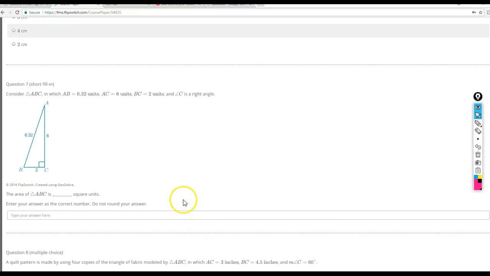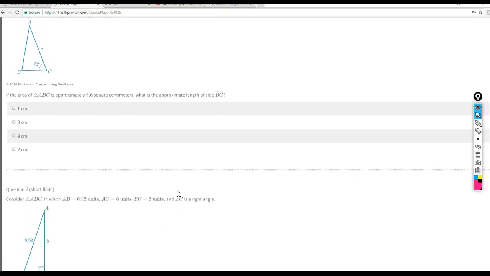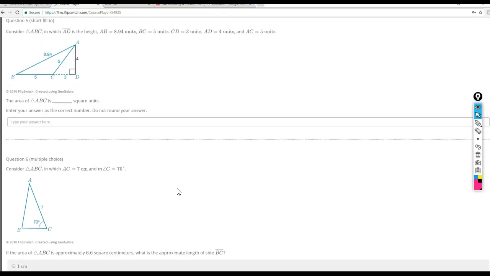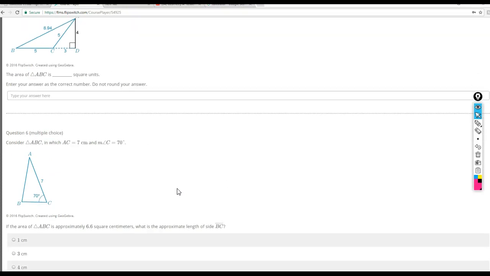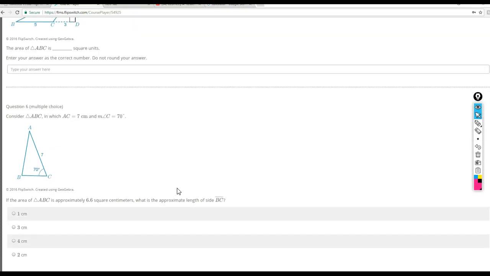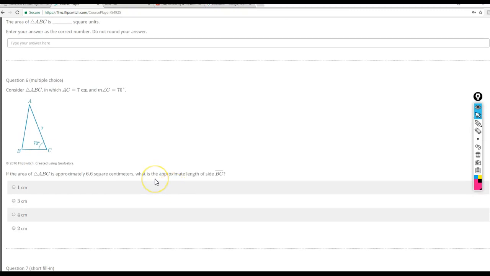Okay, question. Let me just scan real fast. Alright, this one is actually going backwards, or manipulating our area formula, so I'm going to jump to question 6.